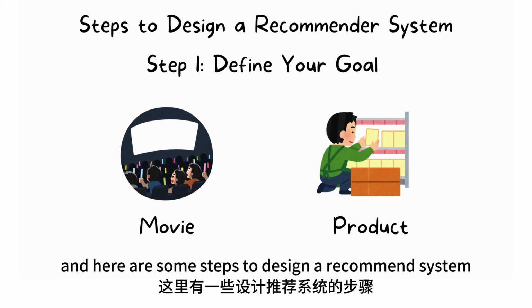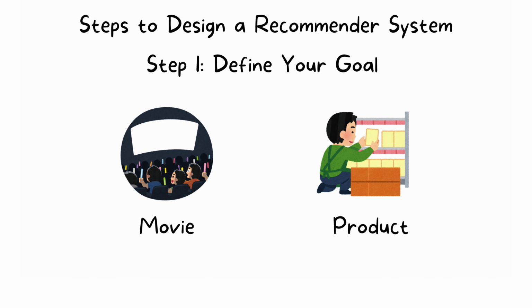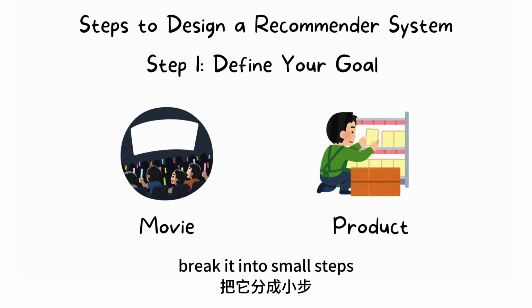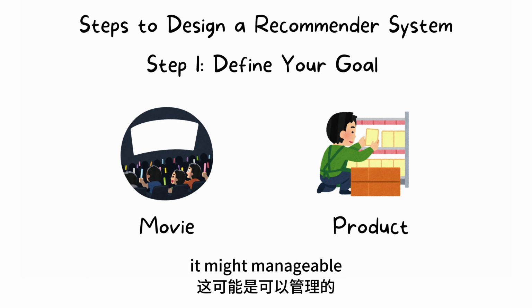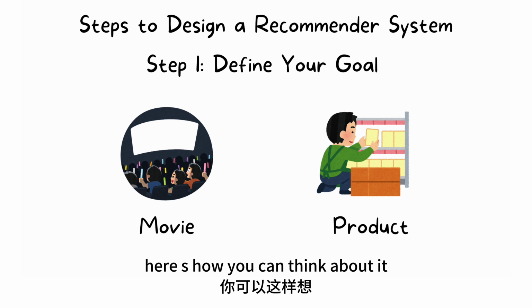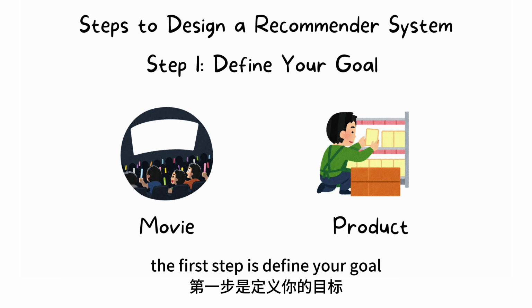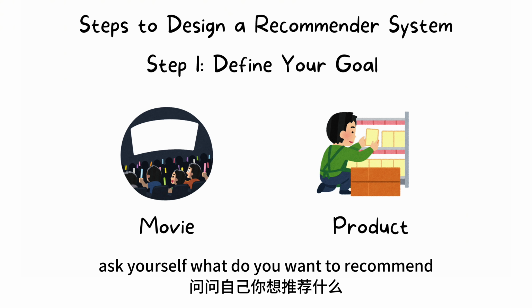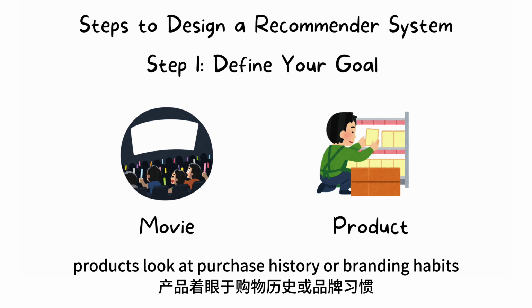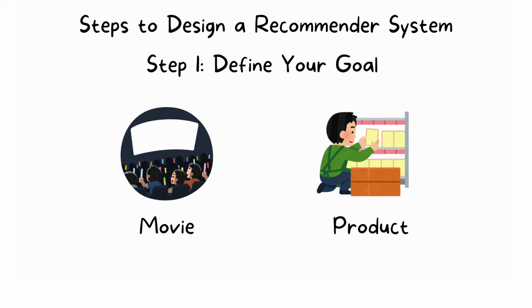And here are some steps to design a recommender system. Building a recommender system might sound complex, but if we break it into small steps, it becomes manageable. Even for a demo project, here's how you can think about it. The first step is to define your goal. Ask yourself, what do you want to recommend? Movies: suggest based on genres or user reviews. Products: look at the purchase history or browsing habits.